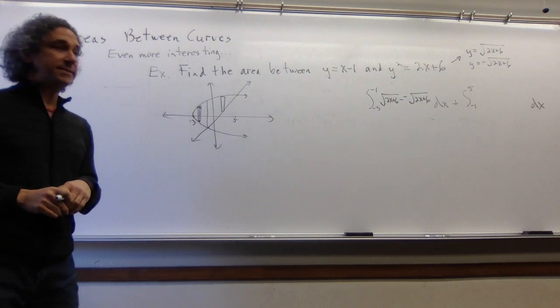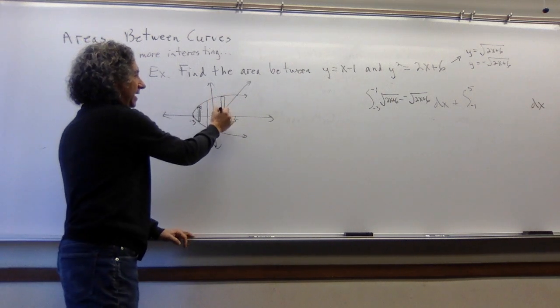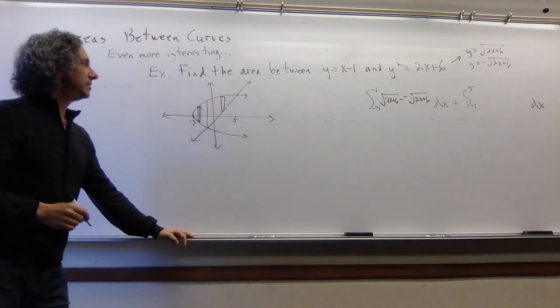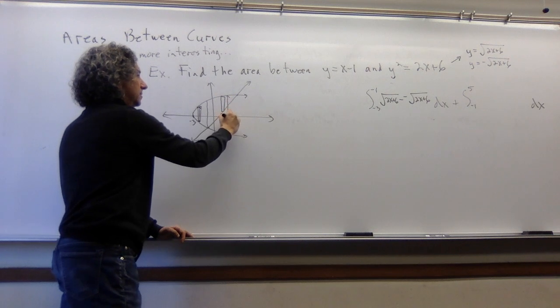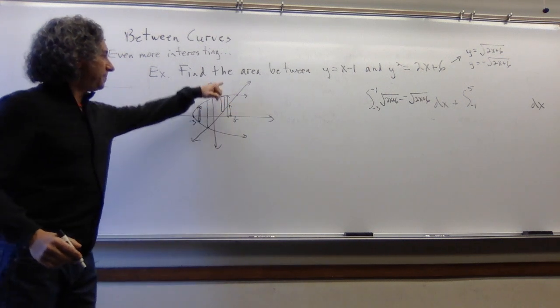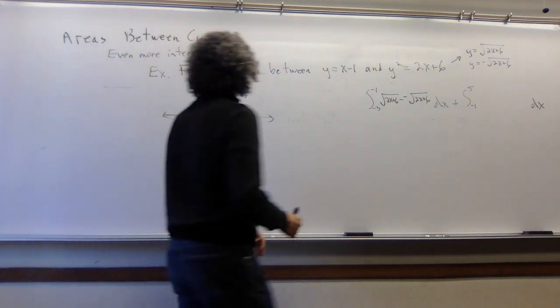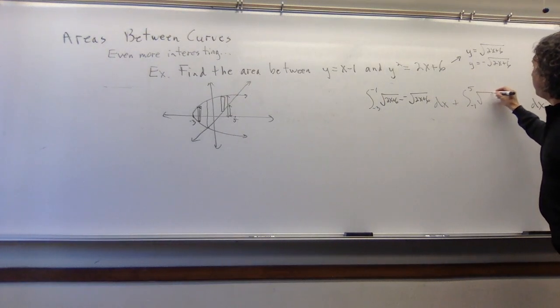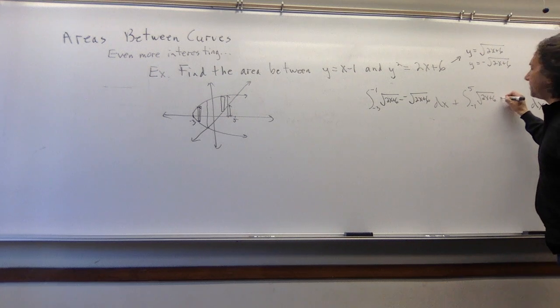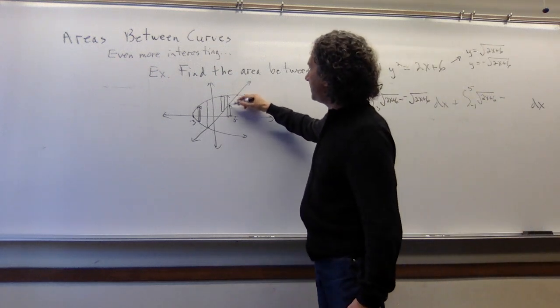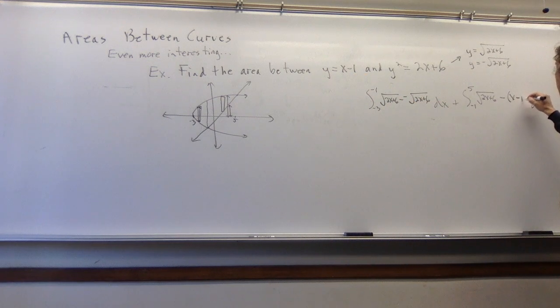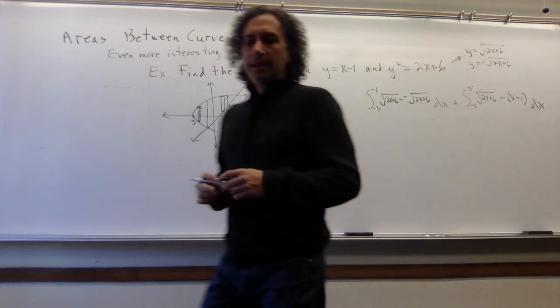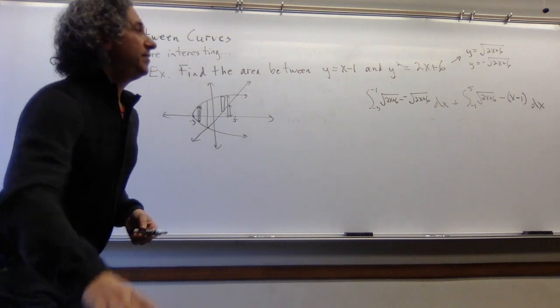And what about the second piece? So once again, I just need to get my height of the ith rectangle. So I could just take this distance and subtract this distance. So the top distance is going to be the square root of 2x plus 6. And then the bottom distance for a given x is just going to be x minus 1. So that's how you would set up that integral.